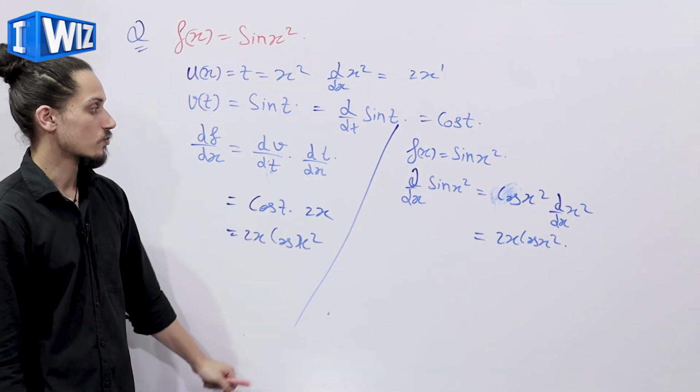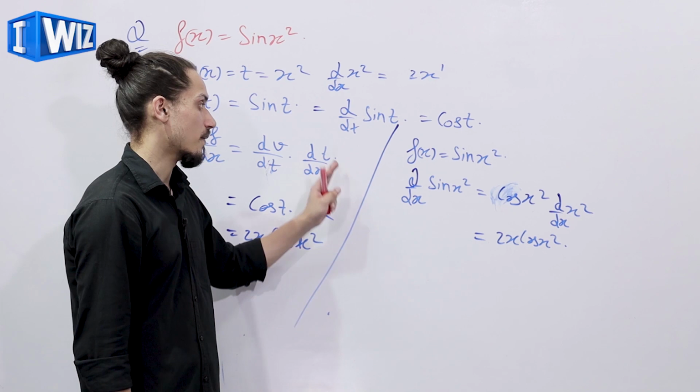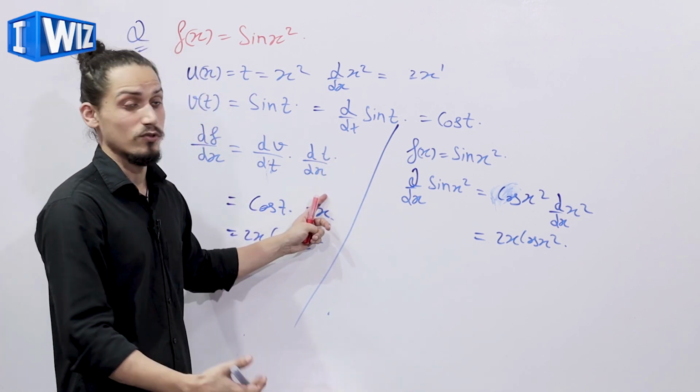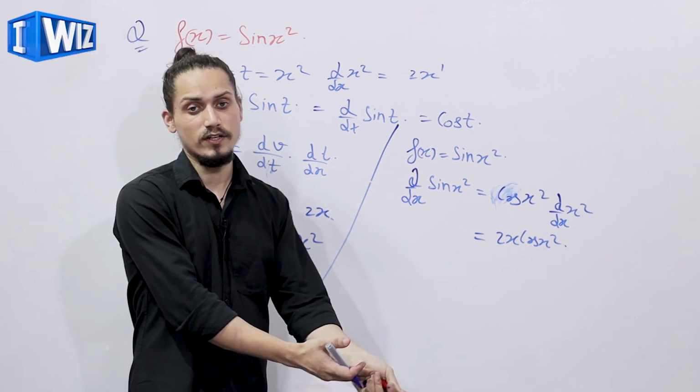You can check. So this method is quite easy and short compared to the chain rule. It depends on you which method you want to use.